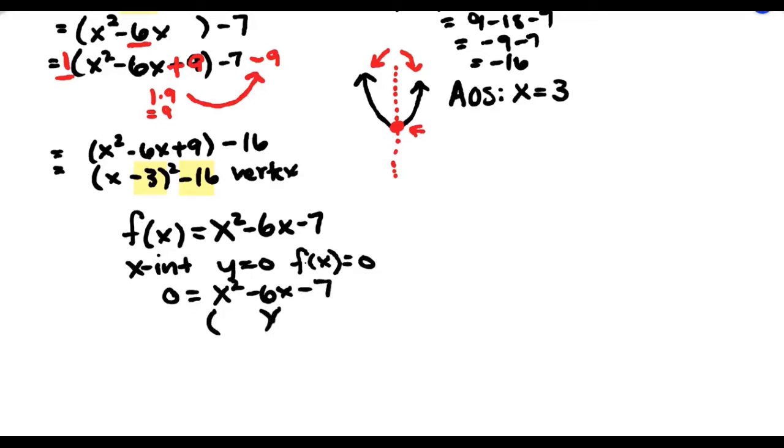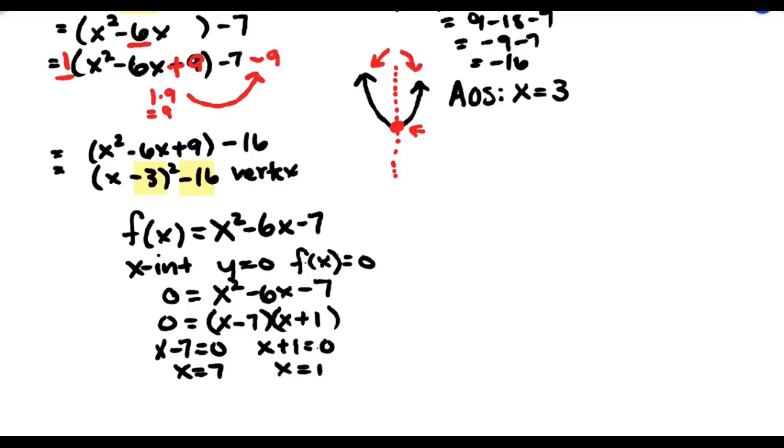Let's try to solve this by factoring. X times x is x squared. 7 times 1 would give 7, and if I have a minus on the 7 and a plus on the 1, we've factored our quadratic function. I can set each one of these factors equal to 0 to get x equals 7 and x equals negative 1 for our x-intercepts. And then we want to find a y-intercept.